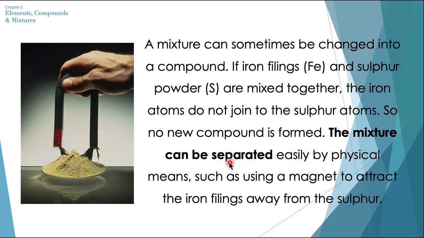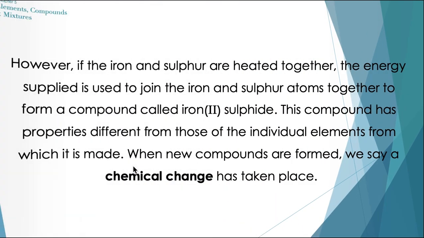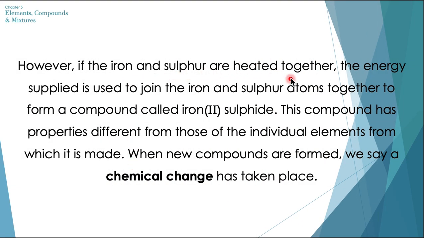The mixture can be separated easily by physical means, such as using a magnet to attract the iron filings away from the sulfur. However, if the iron and sulfur are heated together, the energy supplied is used to join the iron and sulfur atoms together to form a compound called iron(II) sulfide. This is what I was talking about: mixtures are not chemically changed, whereas compounds are chemically changed.